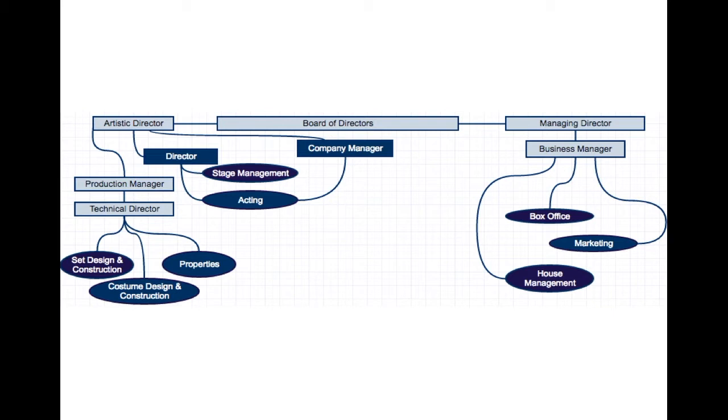At the top, you'll see a board of directors. They are a group of people who generally guide all the things that happen at a theater, usually about 10-15 people headed by a chairman.